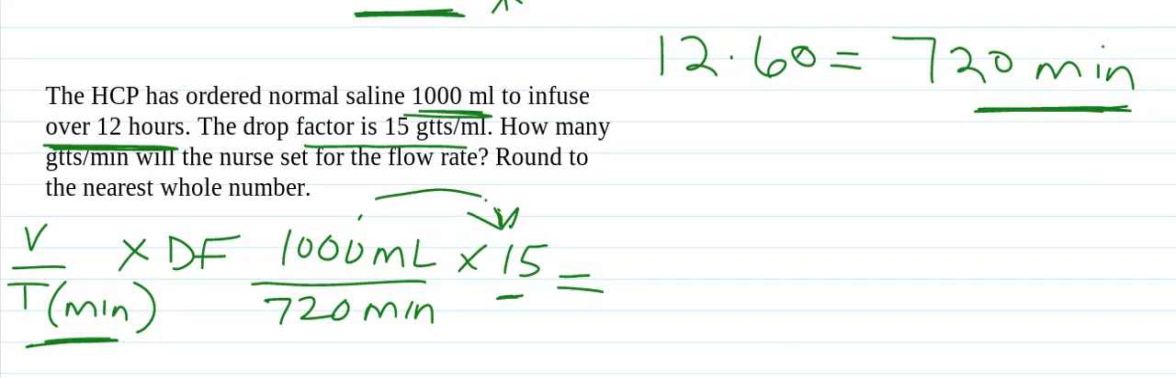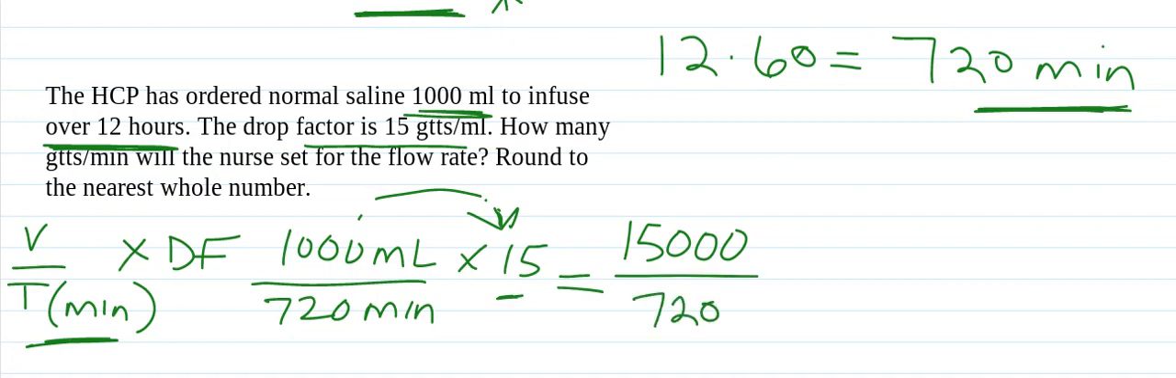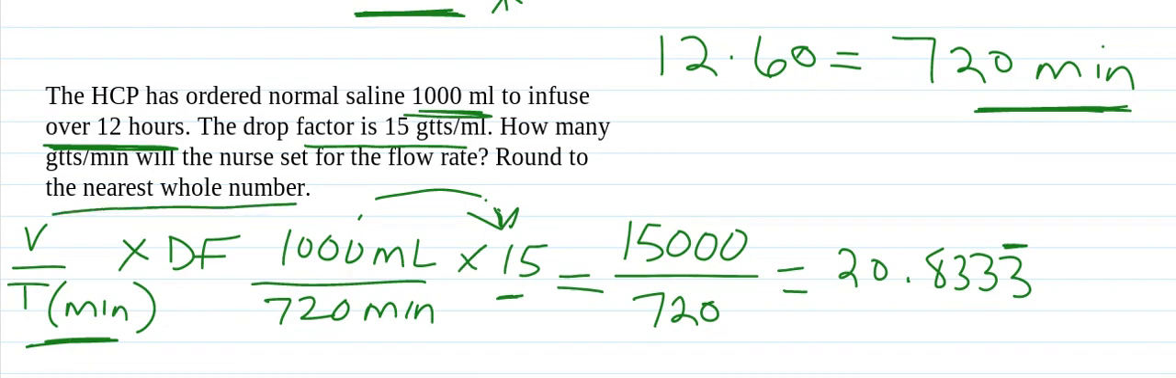So if we multiply 1,000 times 15, we get 15,000. And we put that over 720. Then we divide that out, and that's going to give us 20.8333. It's going to just carry on. It wants us to round to the nearest whole number. So when we round to the nearest whole number, we get 21. So this is our answer, 21 drops per minute.